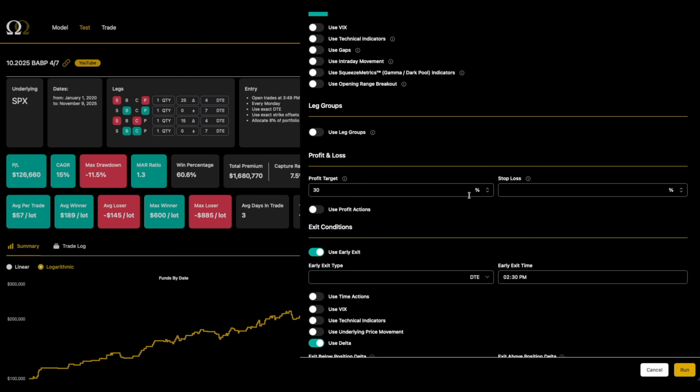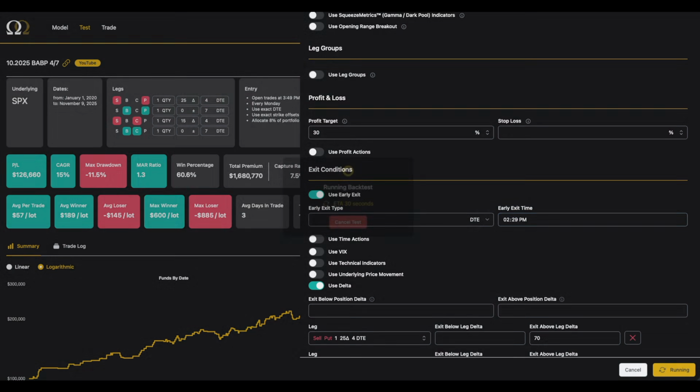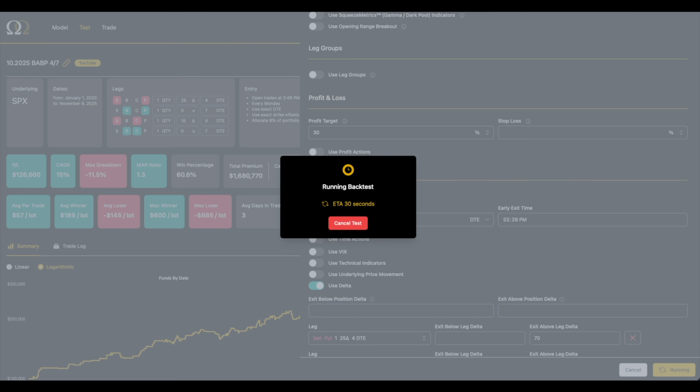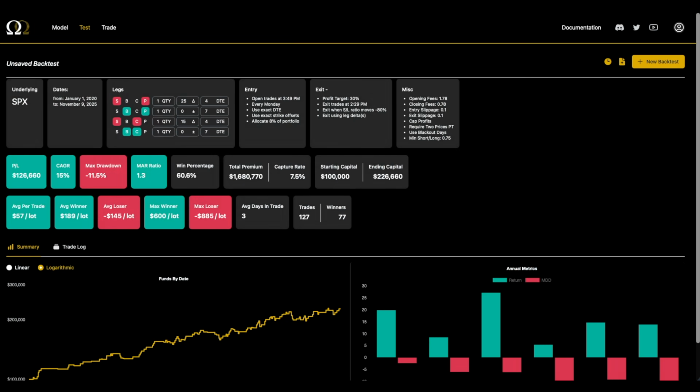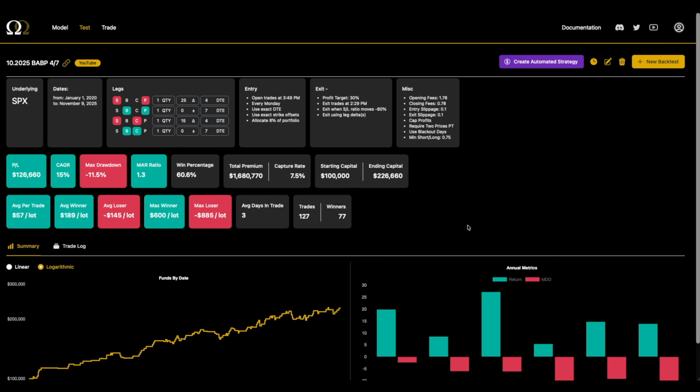One thing, because I want to practice what I preach: I usually try not to, as a matter of habit, exit at 2:30. That's because there's news at 2:30. It's typically on Wednesdays, so it shouldn't really move the needle on a Friday exit. But just because it's a good habit, I'm going to save this back test with a 2:29 exit. So we've got a look at these new features. We also checked out a model.